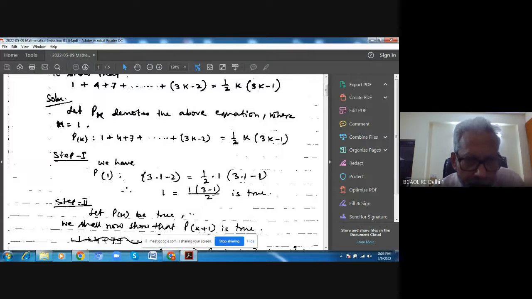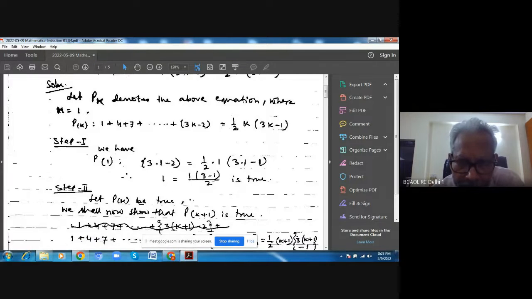Now proving step 1. In place of k we can write 1. Here k is there, here k is there, everywhere k is there, so this k will be replaced by 1. So you see 3 into 1, in place of k we are putting 1, where k is equal to 1, and minus 2 on this side.